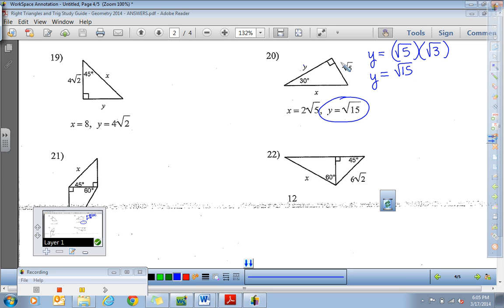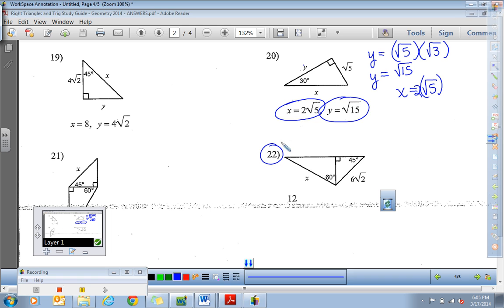And then to go from the short leg to the hypotenuse, you multiply by 2. So to get x, take the short leg, the square root of 5, multiply it by 2, so your answer is really just 2 times the square root of 5.